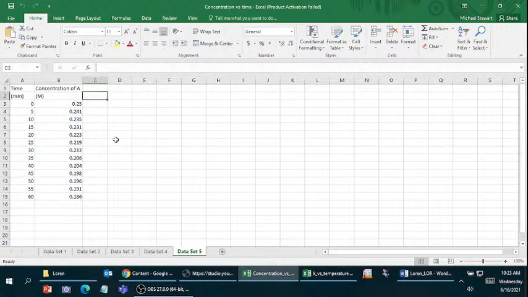So what this homework set is asking you is what is the order of this reaction, what's the rate constant, and what's the starting concentration. To figure out the order, you would need to look at concentration versus time, the natural log of concentration versus time, and 1 over the concentration versus time.